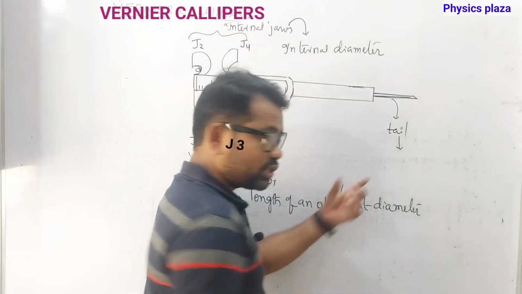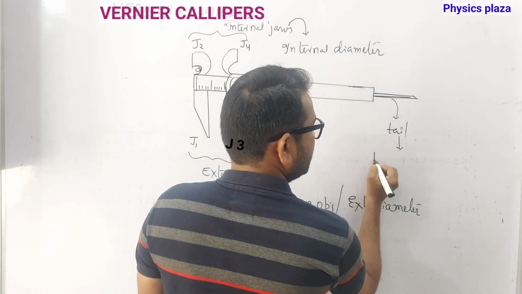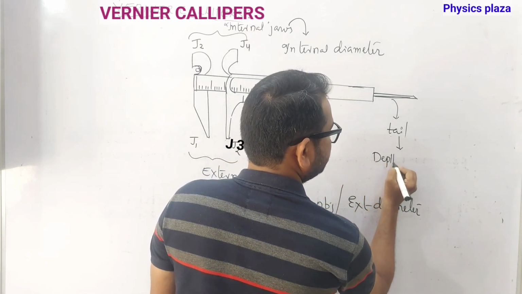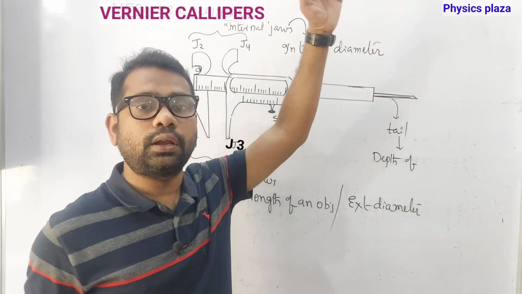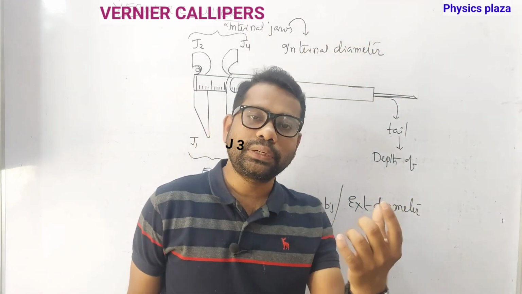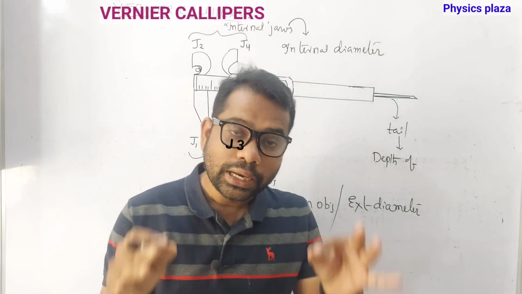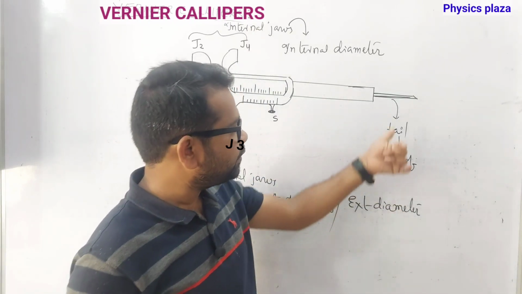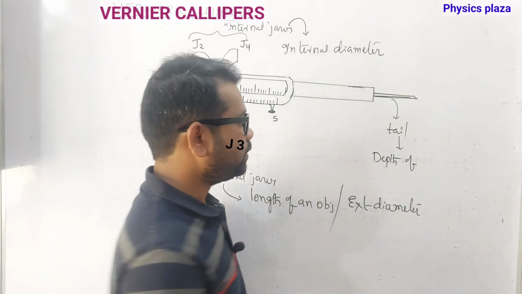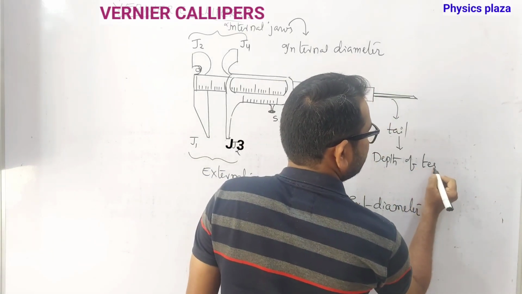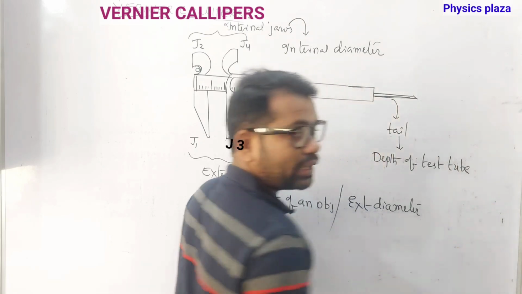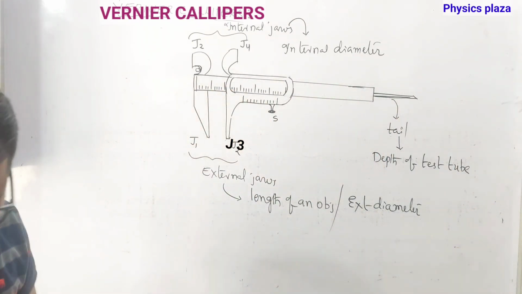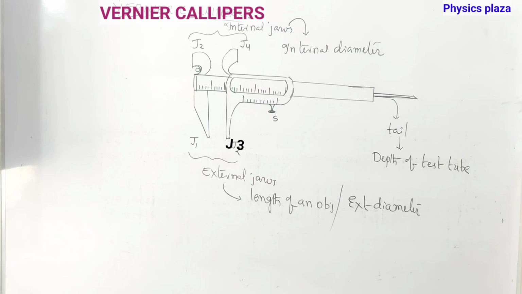What is the purpose of this, children? With the help of this tail, we can calculate the depth of a given vessel. I mean, depth of a given vessel does not mean a large or huge vessel. For example, a test tube. If you want to find the depth of the test tube, there we will use this tail. Is it clear? So children, these are the main parts of Vernier calipers.